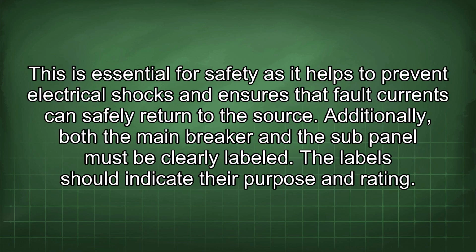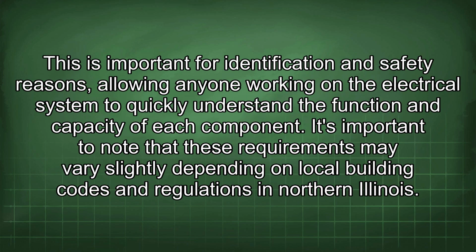This is essential for safety as it helps to prevent electrical shocks and ensures that fault currents can safely return to the source. Additionally, both the main breaker and the sub-panel must be clearly labeled. The label should indicate their purpose and rating. This is important for identification and safety reasons, allowing anyone working on the electrical system to quickly understand the function and capacity of each component.